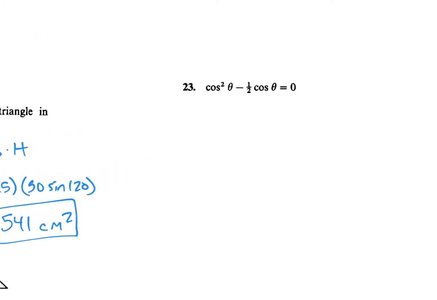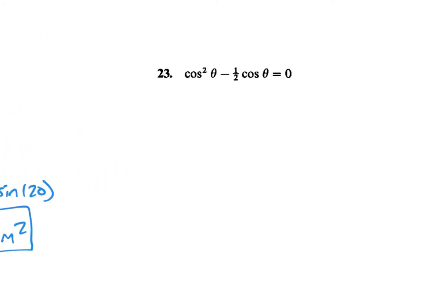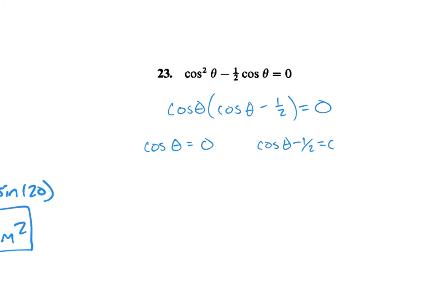For number 23, I've got cosine squared and a cosine, so I'm going to factor out a cosine from each of those terms. That would leave in a parentheses 1 cosine left in the first term and just the minus 1/2 left for the second term. Then I'm going to take each of these factors and set them equal to 0 and solve for cosine. And then look at each and solve for theta separately.